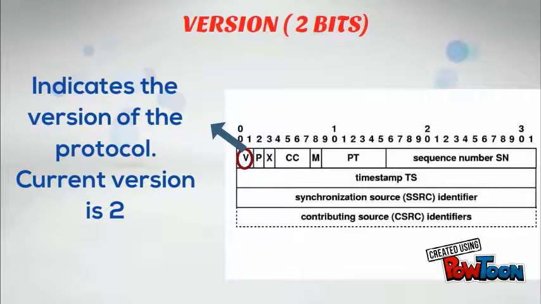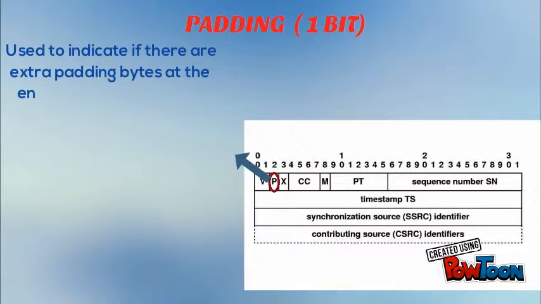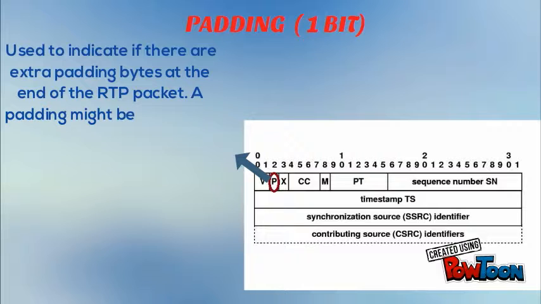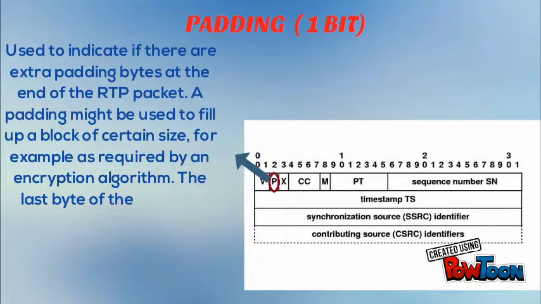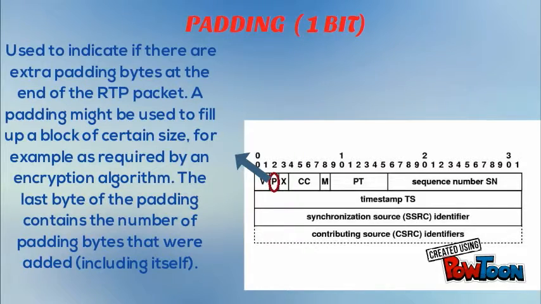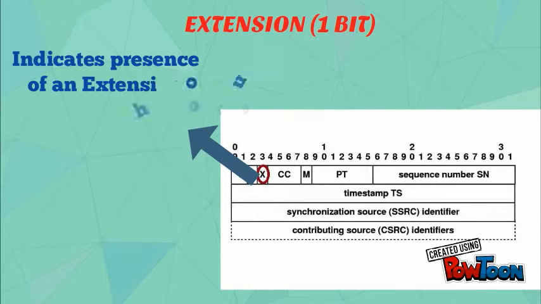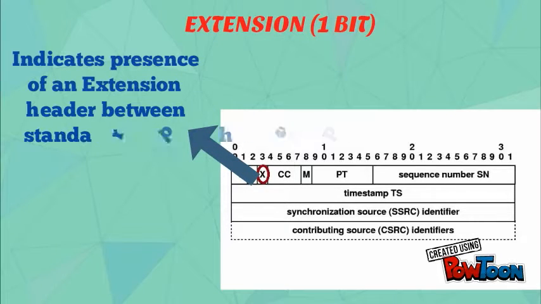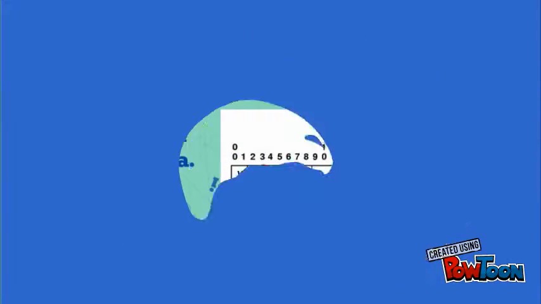Current version is 2. The padding field is used to indicate if there are extra padding bytes at the end of the RTP packet. A padding might be used to fill up a block of certain size, for example as required by an encryption algorithm. The last byte of the padding contains the number of padding bytes that were added, including itself. The extension field indicates presence of an extension header between the standard header and payload data. This is application or profile specific.